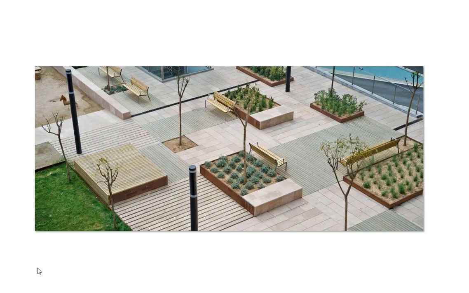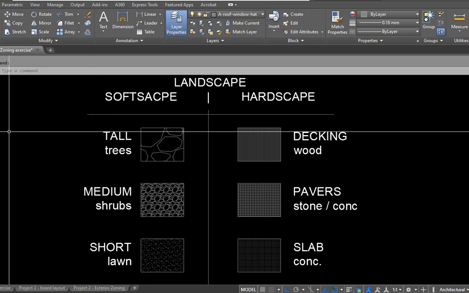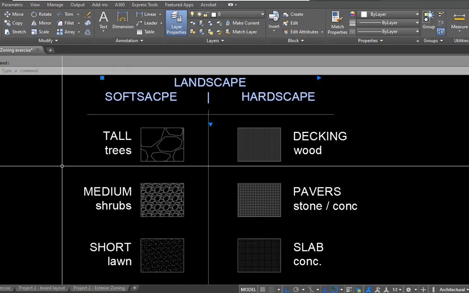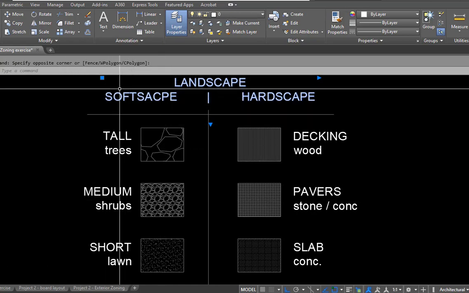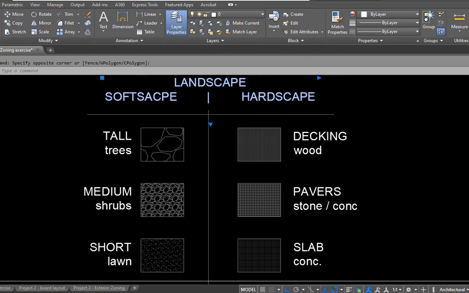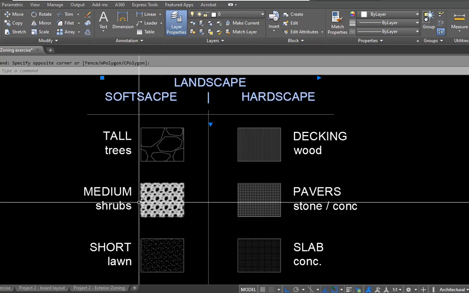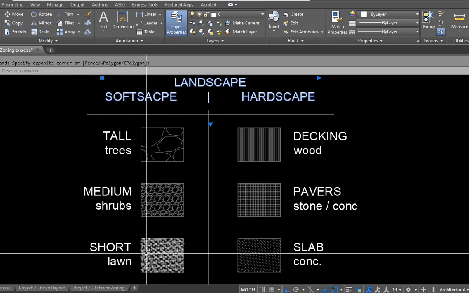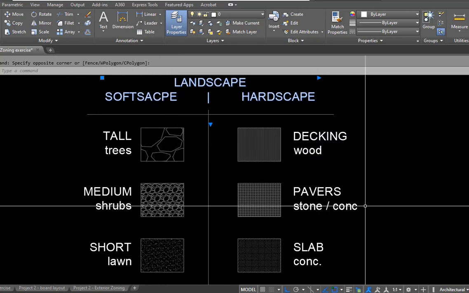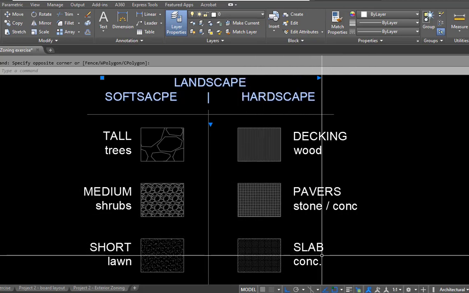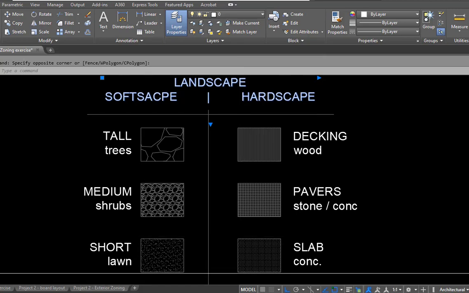We can take a look at that really briefly right here that we made in AutoCAD. So the major part of it is landscape, and the landscape is divided into a softscape and then a hardscape. Your softscape might be tall trees, medium shrubbery and hedges, and then short grasses. And then your hardscape could be wood decking, stone or tile pavers, concrete slabs, so on and so forth. So that's how I would divide up my landscape into soft and hard.